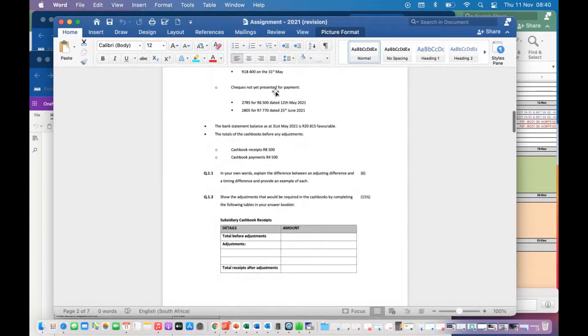So here we have checks not yet presented for payment. Again, this needs to be recorded in the bank reconciliation statement, both of these. They give you the check numbers and the amounts. Here you can see there's one dated for 25 June. And I think that, yes, you're still supposed to record in your, no, I lied.